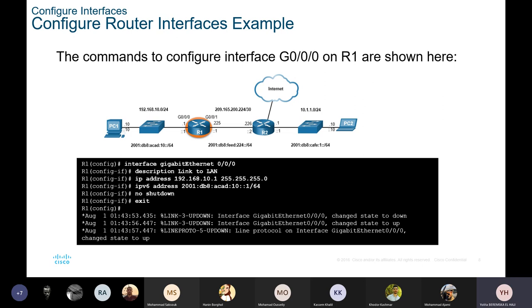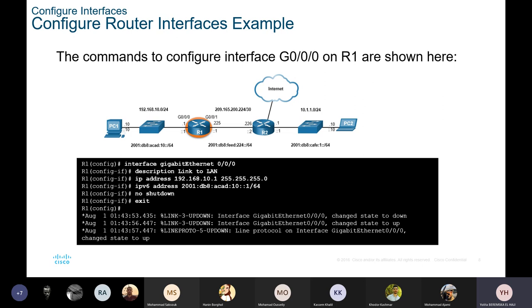And finally, a line protocol on interface GigabitEthernet 0/0/0 changed state to up. Line protocol is actually the Ethernet of layer 2 on this link. In the same way, we're going to configure G0/0/1.